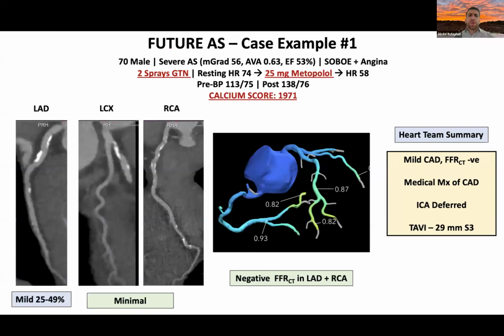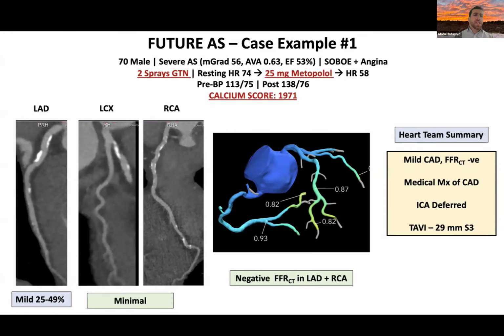But just to highlight a few examples, this is a 70-year-old male who had clear-cut severe aortic stenosis. We gave him 2 sprays of GTN and 25 milligrams of metoprolol, and he had a calcium score of nearly 2,000, that invariably would be a non-evaluable CT using even modern non-photon counting technology. And we were able to really clearly see the entire coronary anatomy, and the FFRct provided another layer of confidence. And during the heart team, we were able to skip the invasive coronary angiogram and go straight to TAVI.